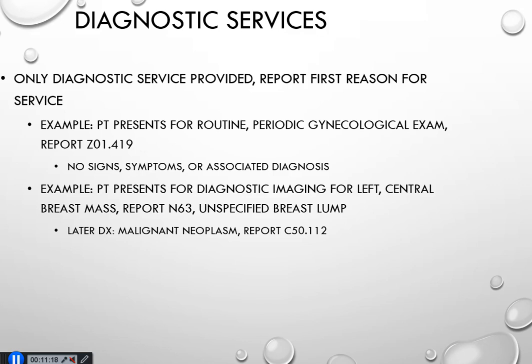An example of that would be the patient presents for diagnostic imaging for a left central breast mass. You're going to report N63 for an unspecified breast lump for that test that you're doing. Now later, after maybe a biopsy, they find out that it's a malignant neoplasm. At that point, for any services done after that diagnosis is made, you would report that malignant neoplasm.